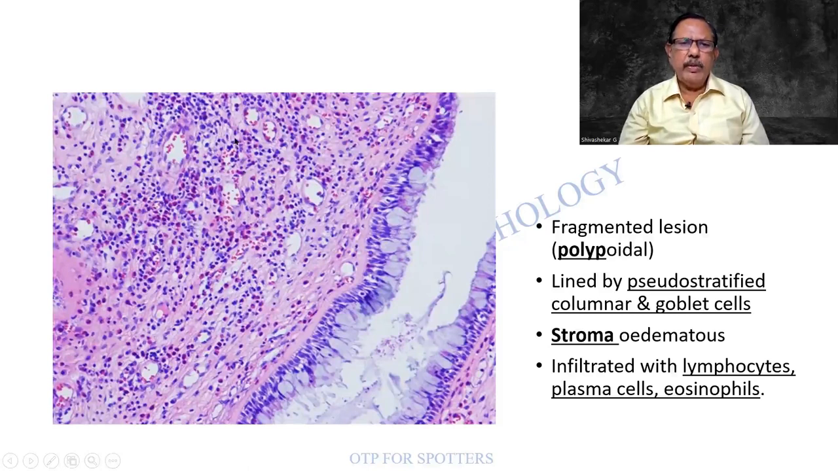I would like you people to mention the cells that you find in the slide in your college. Usually lymphocytes, plasma cells or eosinophils can be seen. So the diagnosis is inflammatory polyp. Grossly it will be a polypoidal lesion. So this is a common slide that is kept for us.